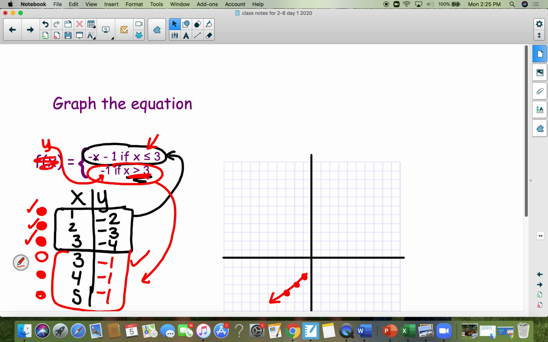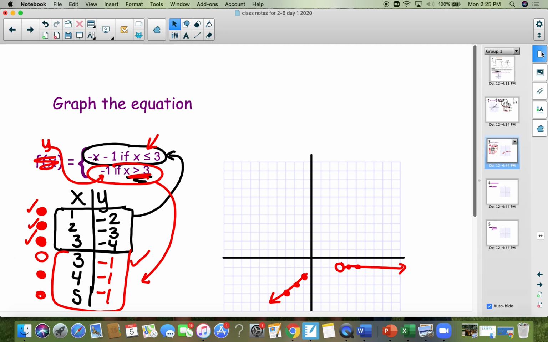3, negative 1 is an open circle. 4, negative 1 is a closed circle. And 5, negative 1 is a closed circle. And it looks like that because I could keep going and do 6, negative 1, 7, 8. We don't go in that direction because it's all the numbers greater than 3. Okay, let's do another one.